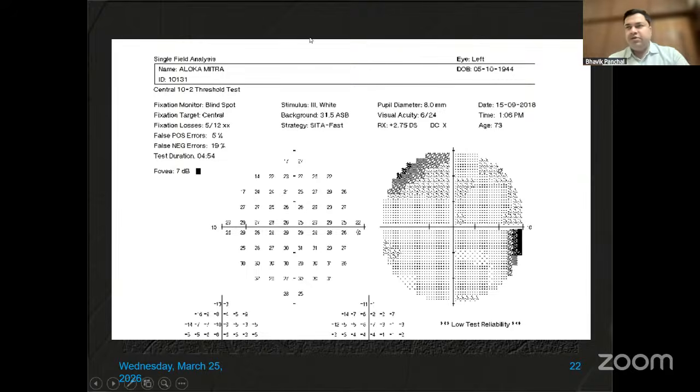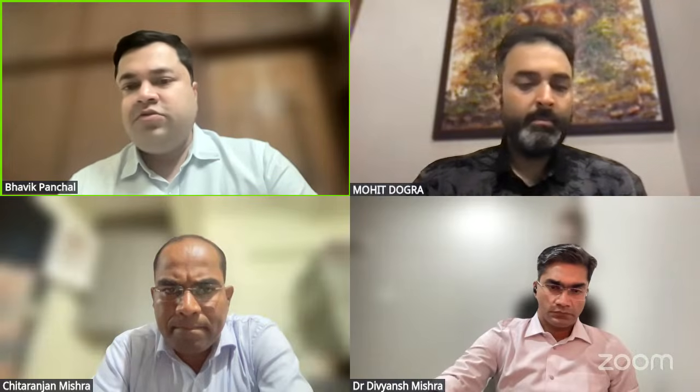If we divide macular holes as less than 600 microns, 600 to say 1500 microns, and over 1500 microns, what is your go-to technique for each of these classifications? We'll start with Chitranjan, then Sharat, Mohit, Divyansh, Avnish, and Shishir.